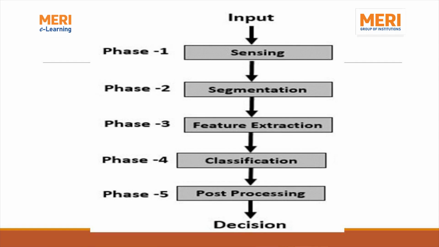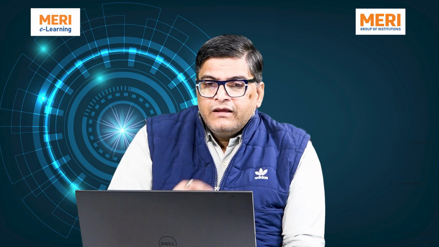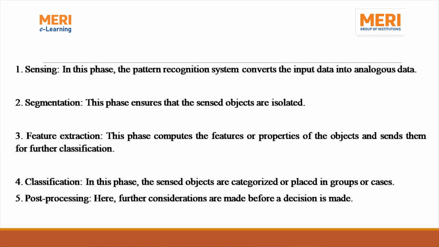So here are some phases. We give input to the data, it will sense, then segment. In the third phase, it will do feature extraction. Then in the fourth phase, it will classify, and in the fifth phase, post processing, and then take the decision. We can take the decision with the help of the data. I will explain them to you one by one.